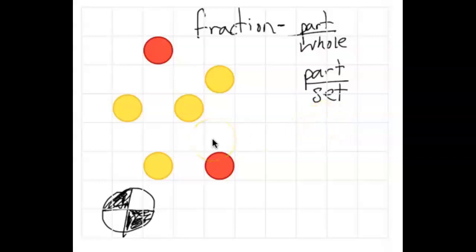All right, this week we're going to begin to talk about ratios, rates, proportions, and a lot of these things can be easily confused with fractions. So I wanted to start by reviewing what a fraction is.